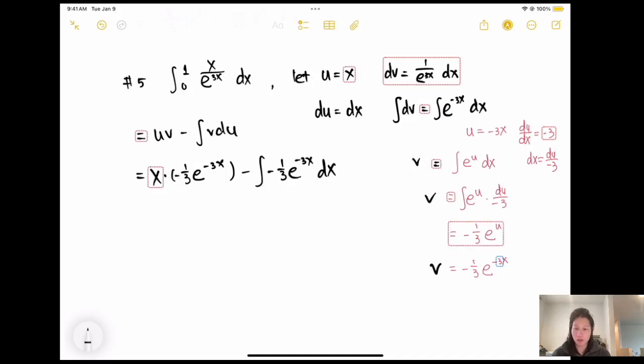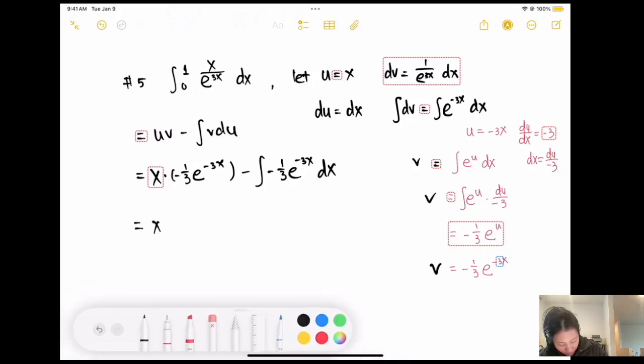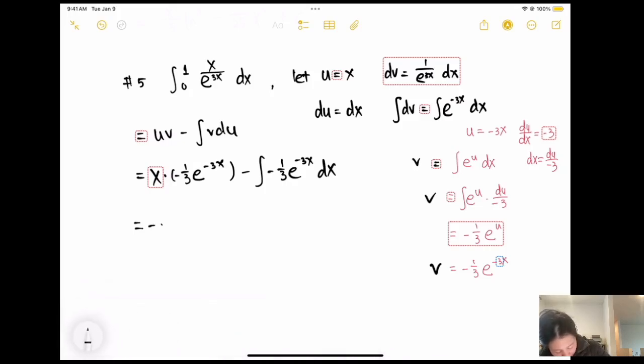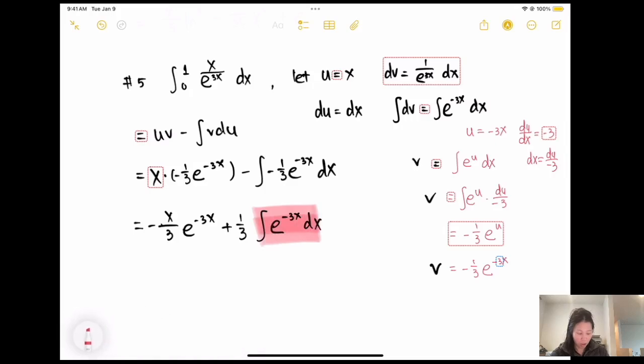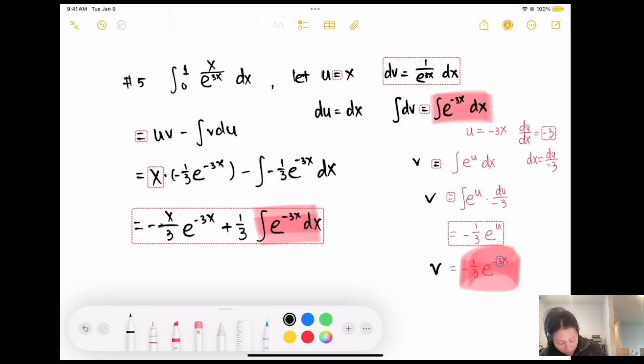So here we need to use a u substitution again. But if you simplify it, let me write it nicely: x over 3 e to the negative 3x, and then plus 1/3 integral of e to the negative 3x dx. This part, when we were doing the integral by parts, the substitution, we already did it. This part is the same as this part. So that means here is our answer, so we don't need to do the calculation again.